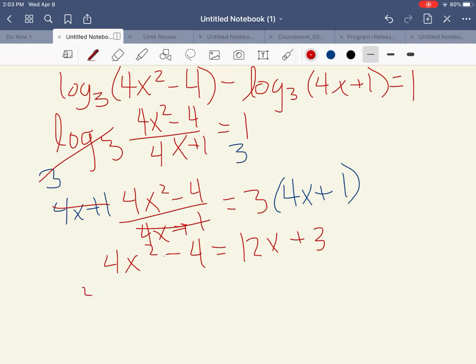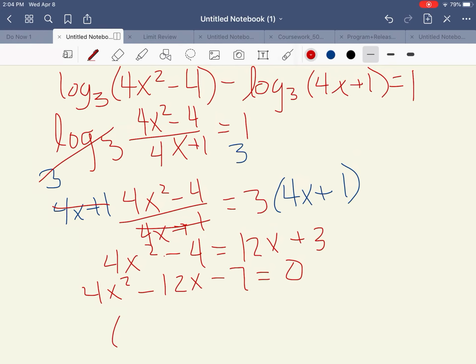Solve like a quadratic, setting this equal to 0. And then negative 4 minus 3 is negative 7. Now I need to solve like a quadratic. So 4x squared minus 12x minus 7. Let's see some common factors. Well, we know that 7 times 1 is 7. So it has to be 7 and 1. Something's going to be negative. Something's going to be positive.